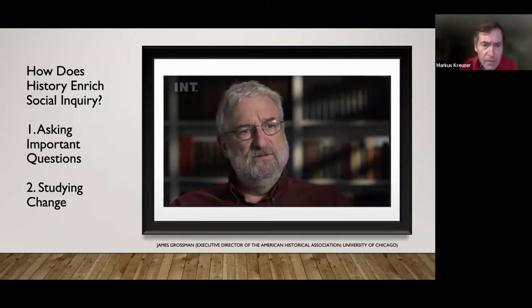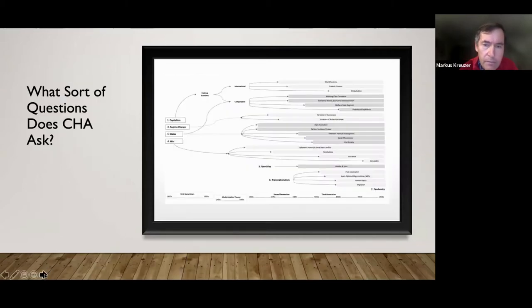Let me just elaborate on this element of the important questions and give you here a little chronology of the sort of questions that comparative historical analysis asks. So notice down below here, you have a timeline. I don't know how clearly this shows, but we're going back to the 1850s. This is the first generation of comparative historical analysis all the way to the present.